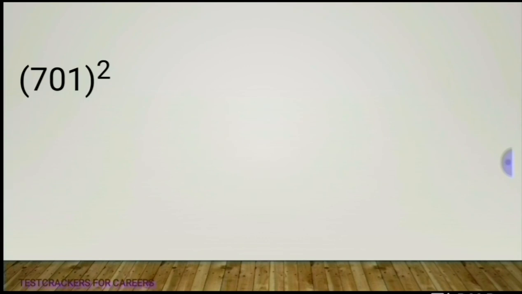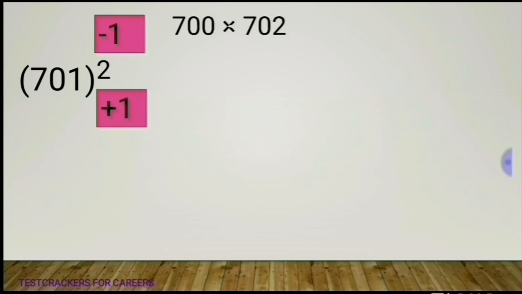Now let's find the square of a 3-digit number. Let's find the square of 701. What is the nearest tens to 701? It is 700, and the difference between 701 and 700 is 1. We are going to add and subtract 1 from 701. We get 700 by 702.